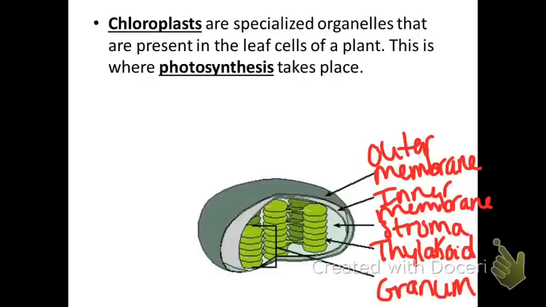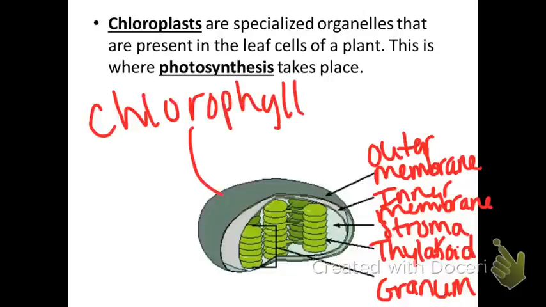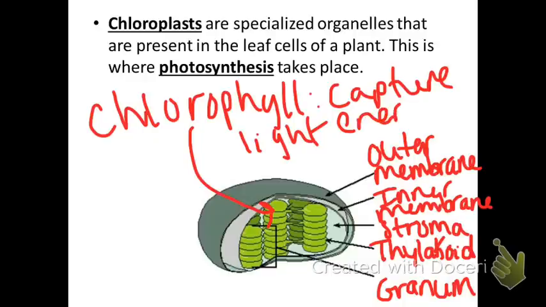Now, a chloroplast actually appears green because of the pigment chlorophyll, which is actually present inside of our thylakoids. And our chlorophyll is what's going to capture the light energy from the sun or the light source that the plant is using as a light source for photosynthesis. So our chlorophyll is our light capturing pigment present inside of our thylakoid, and this is what makes the plant appear to be green.